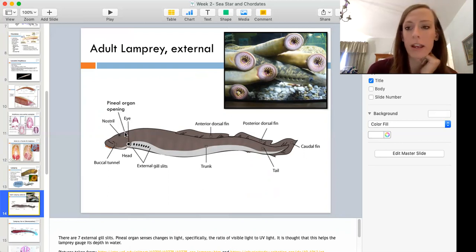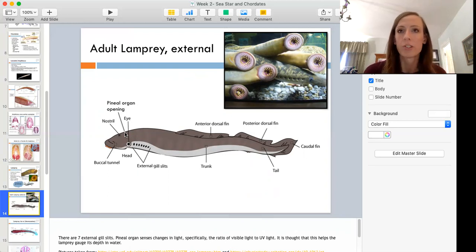The pineal organ for the lamprey is responsible for sensing changes of light, specifically the ratio of visible light to UV light. And this is believed to allow the lamprey to gauge its depth in water. So how much light is hitting it will allow it to make a determination about how deep it is in the water and how deep it wants to swim.